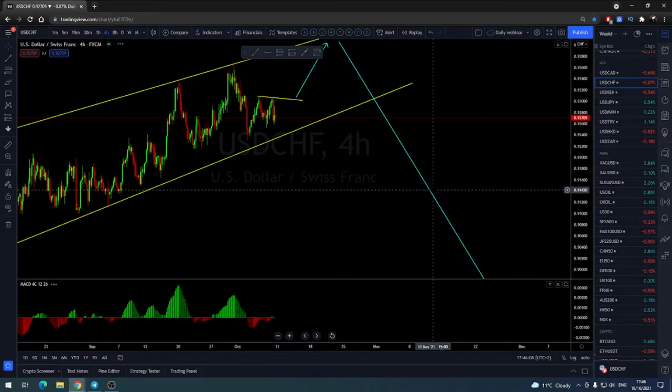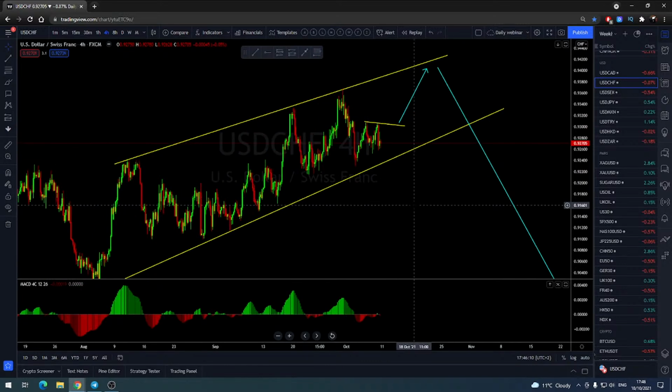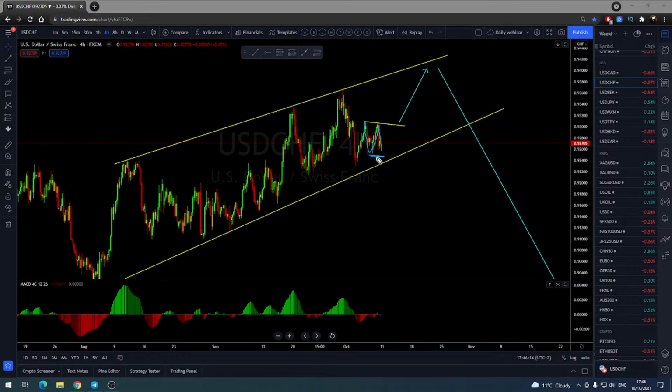Easy. USD CHF, I see one more high. I don't see the volatility over there. I think this is the 1-2-3: break this low, and then they will go break the previous high, break it, and then they will drop to the downside.